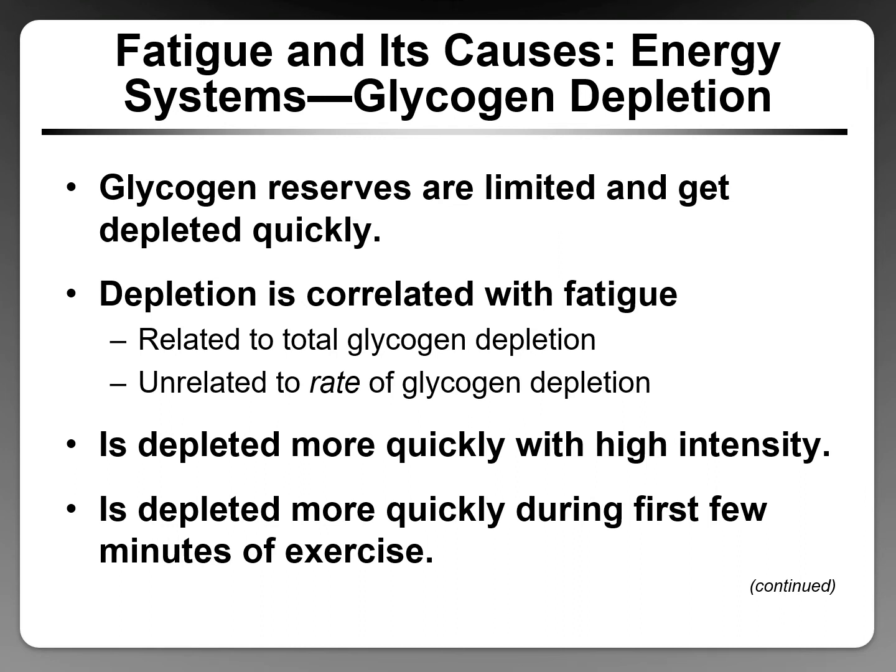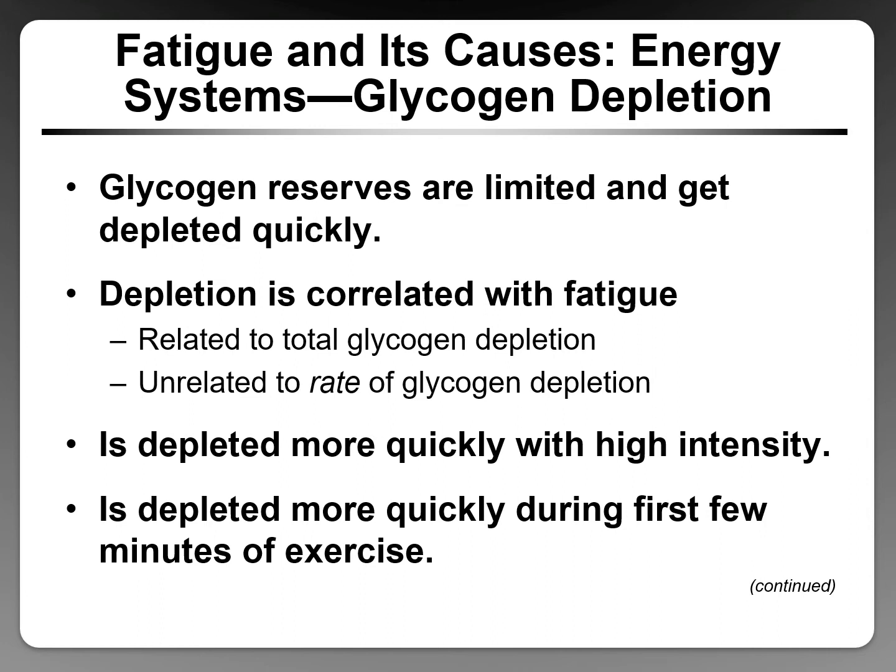So the next concern is glycogen depletion. So we know glycogen is the storage carbohydrate in our muscles and our liver. Glycogen reserves, however, are going to be limited and we can deplete them relatively quickly. And then this depletion tends to correlate with fatigue. This is going to be related to the total glycogen depletion, not the rate of glycogen depletion. I can deplete glycogen slowly, or I can deplete glycogen rapidly. It's still going to result in fatigue.